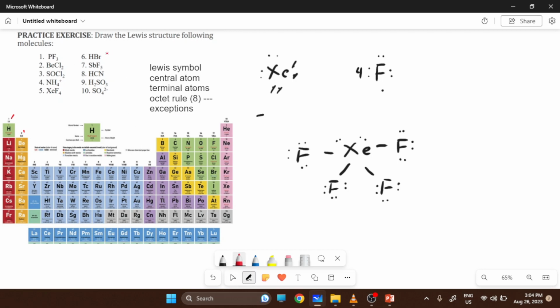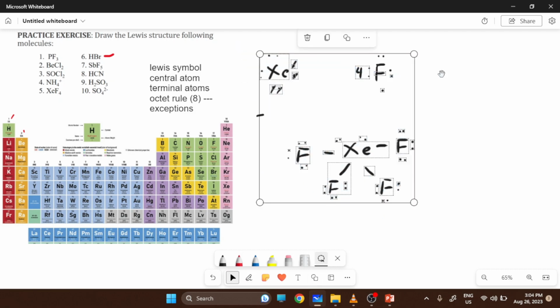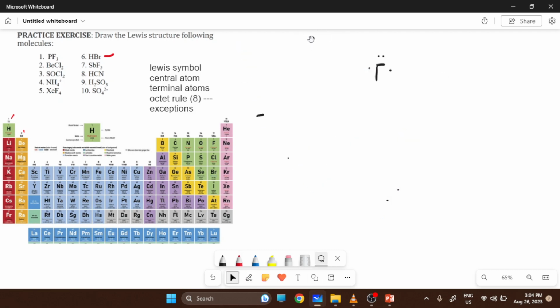Then let's dive in to number 6. Of course, sobrang dali naman nito. It's HBr. Okay, hindi ko na siguro isusulat yung Lewis symbol. Ang gagawin mo lang is to bond the H to the bromine. Ayan. So, bromine is group 7, so babawasan mo ng isang dot, forming this. So, that's number 6. That's it.